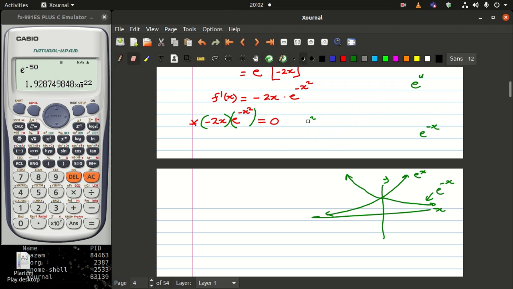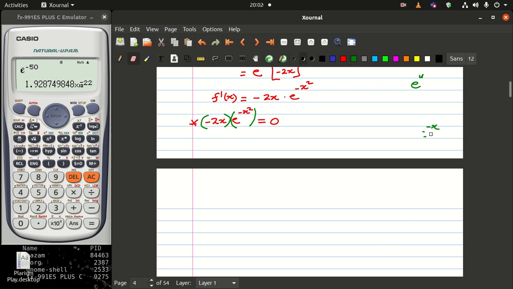So basically, this function is going to be equal to 0 when the other part is equal to 0, because e raised to a power is never going to be equal to 0. That's not really possible. So I want us to realize that in this particular case we end up having minus 2x equal to 0, because the exponential cannot be equal to 0.